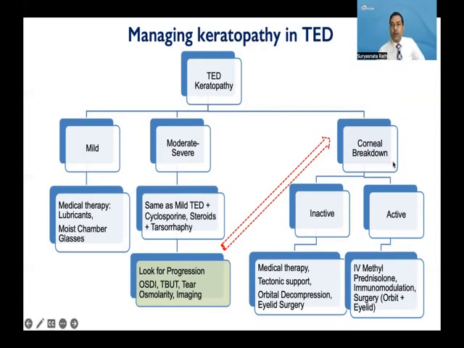In full-blown corneal breakdown in inactive disease, one has to give tectonic support in the form of amniotic membrane graft or a cyanoacrylate glue, followed by definitive surgery. However, in active patients, stabilization of both the general disease and the ocular disease are both important before definitive surgery. In recalcitrant ones, emergency decompression and eyelid surgery becomes necessary.